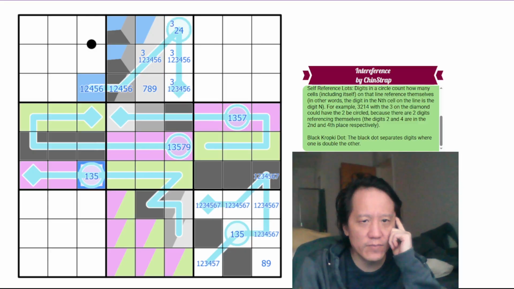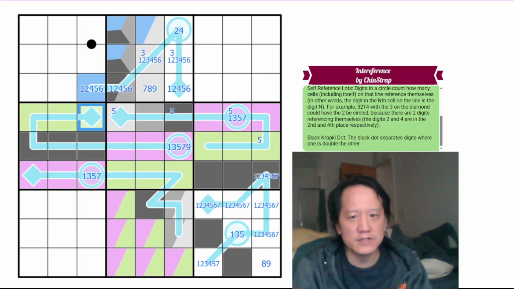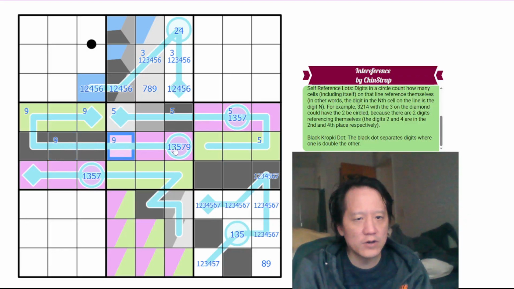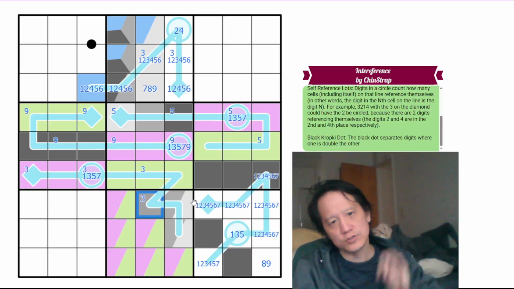Well, okay, so these could be all 5s. These are where the 9s are. So 9 could be here, here, here, here, and here, technically. This is where the 3s are. So 3 can be here, here, here, or here. Interesting.